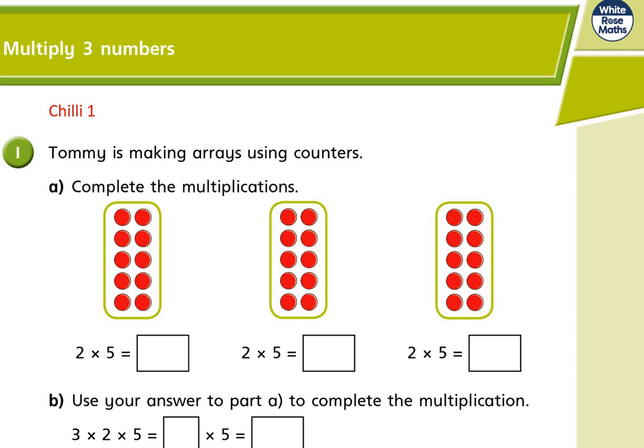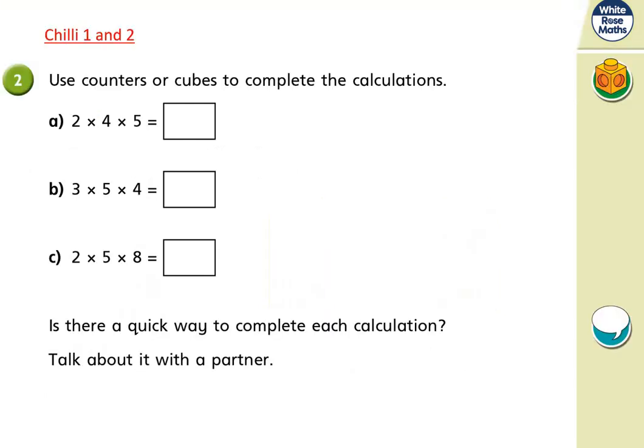So this question is chili 1. Tommy is making arrays using counters. Complete the multiplication. Have a go in your workbook and then pause and move on when you're ready.